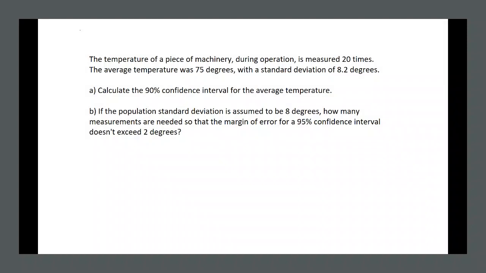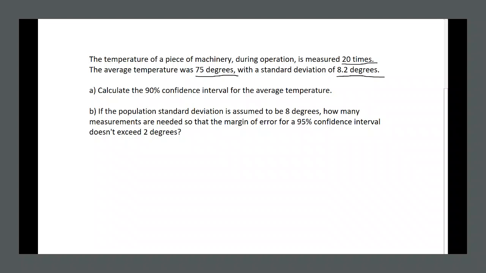How's it going, everyone? This is going to be a walkthrough of a typical confidence interval question. So we have the temperature of a piece of machinery during operation is measured 20 times. And over those 20 times, we have an average temperature of 75 degrees and a standard deviation of 8.2 degrees. So we're asked a few questions here.